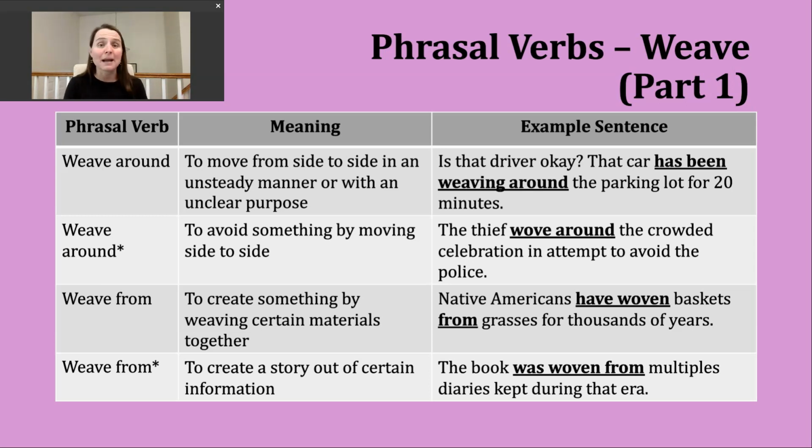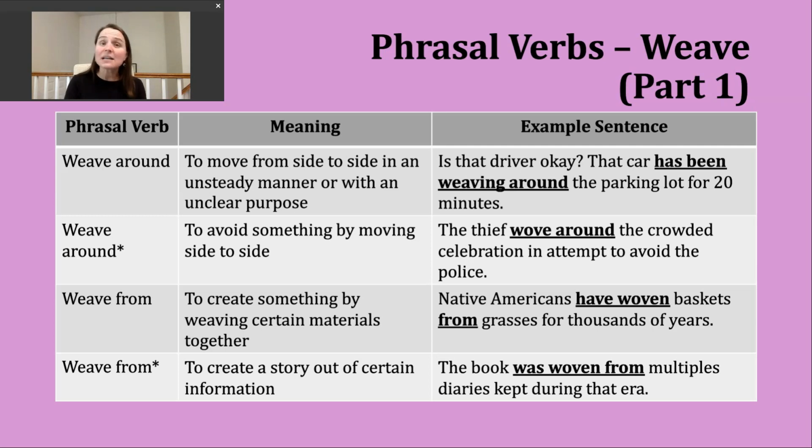An example of this might be, is that driver okay? That car has been weaving around the parking lot for 20 minutes. Right? So here, this might be that unclear purpose. What is that person doing? Kind of going in and out and in and around. Has been weaving around is an example of the present perfect progressive.